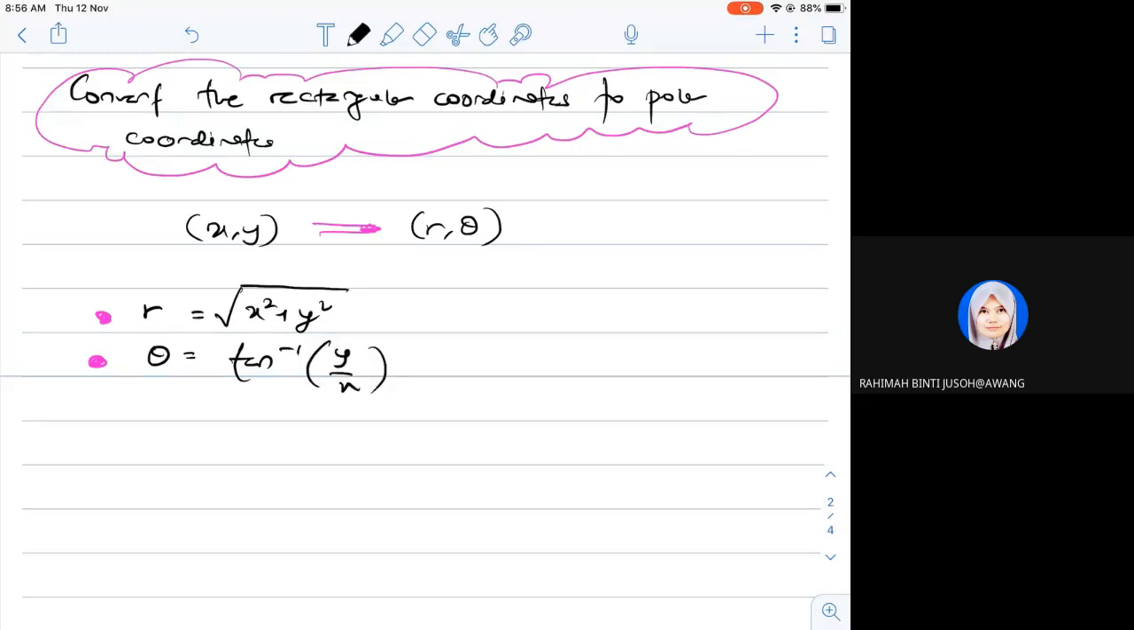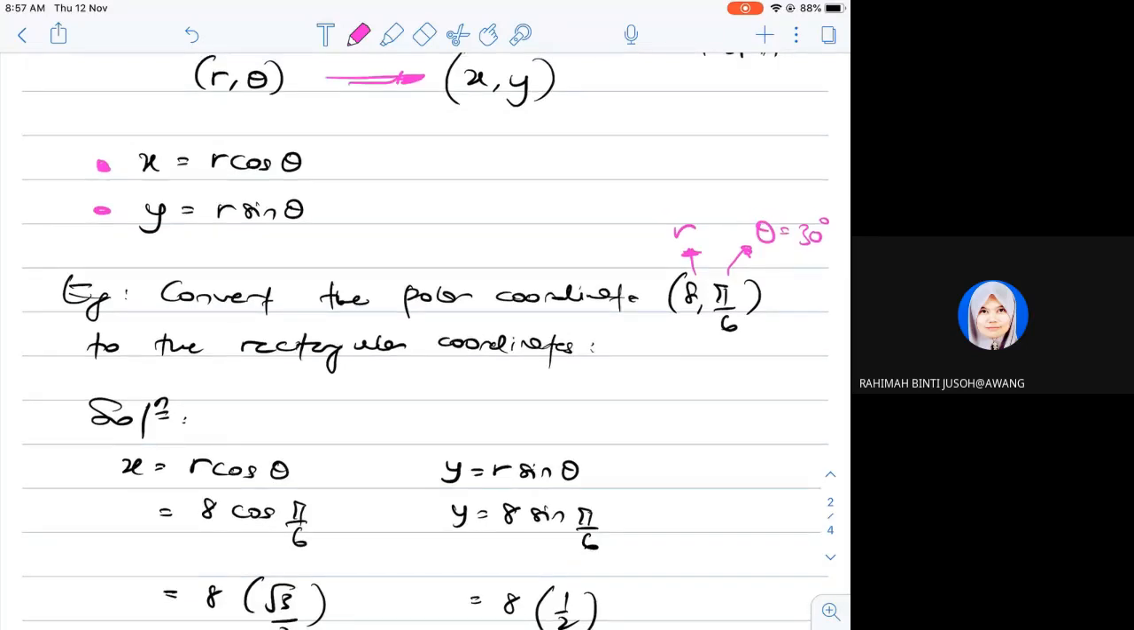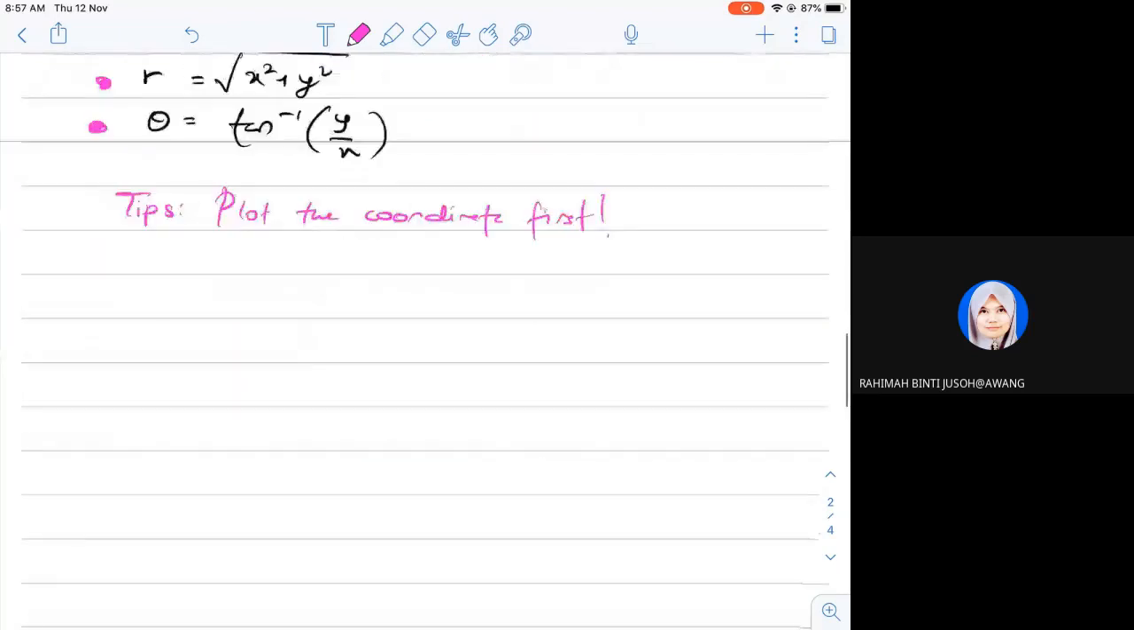Okay, I give you tips for this type of question. Plot the coordinate first. Previously, for converting from polar to rectangular, there was no need for you to plot the coordinate because you will get the same answer by just substituting the values. However, for this case, it's better for you to plot the coordinate first. If not, your answer might be wrong. I give you an example, okay? I'll explain why.